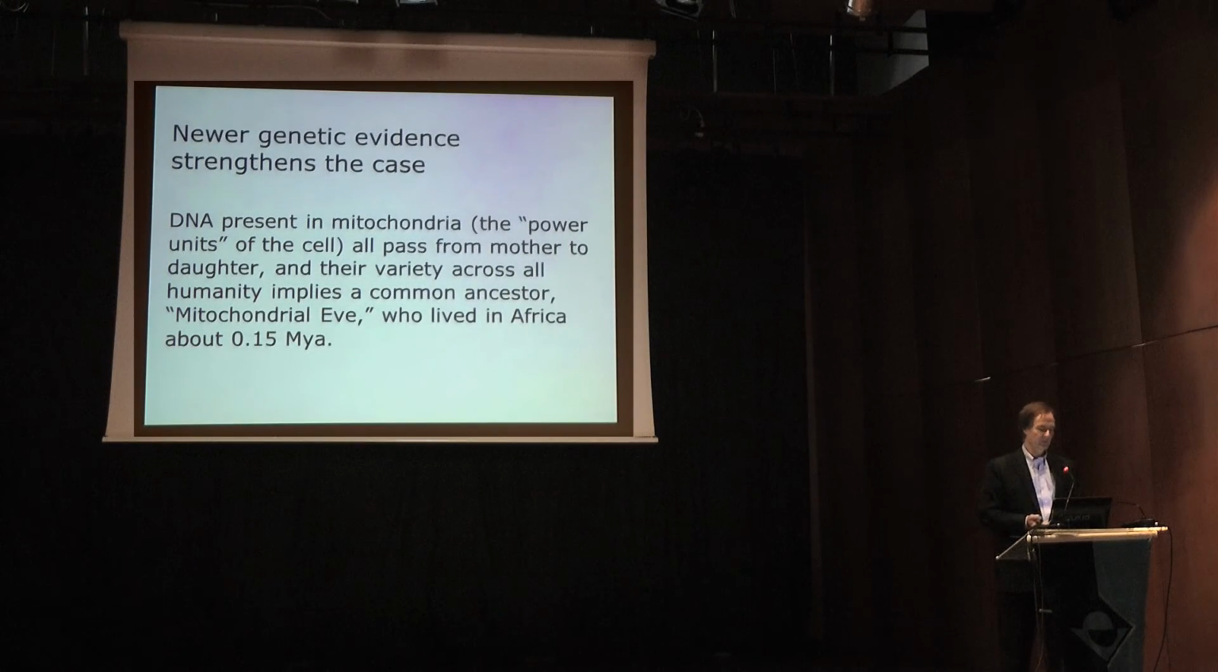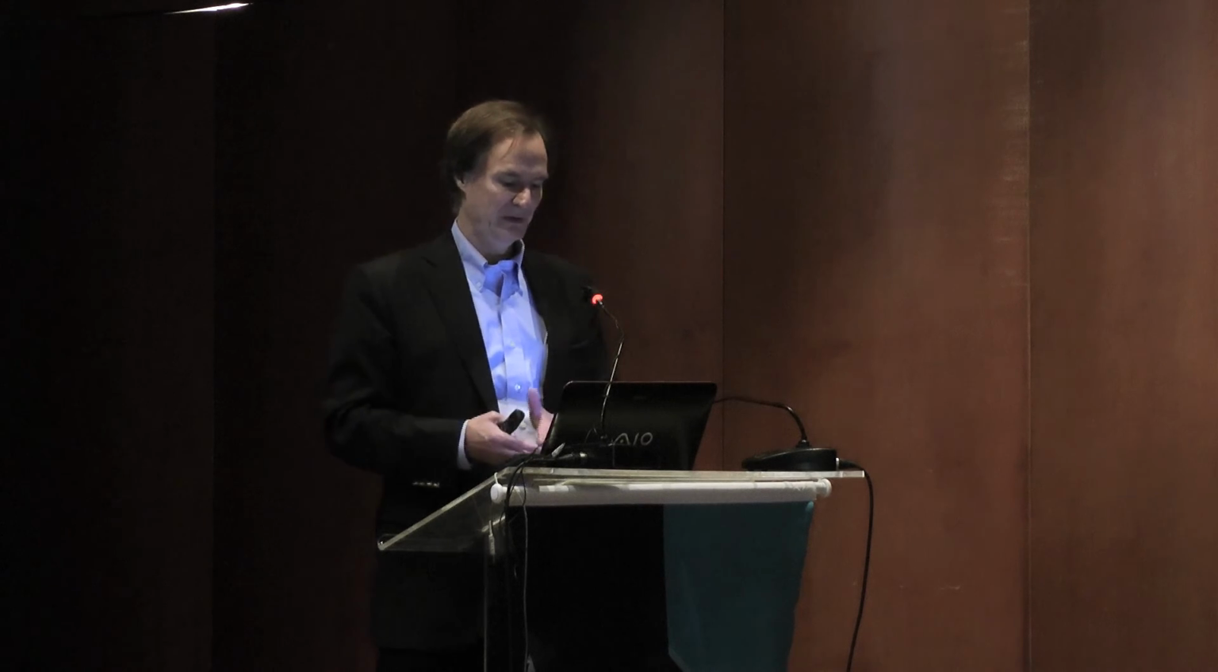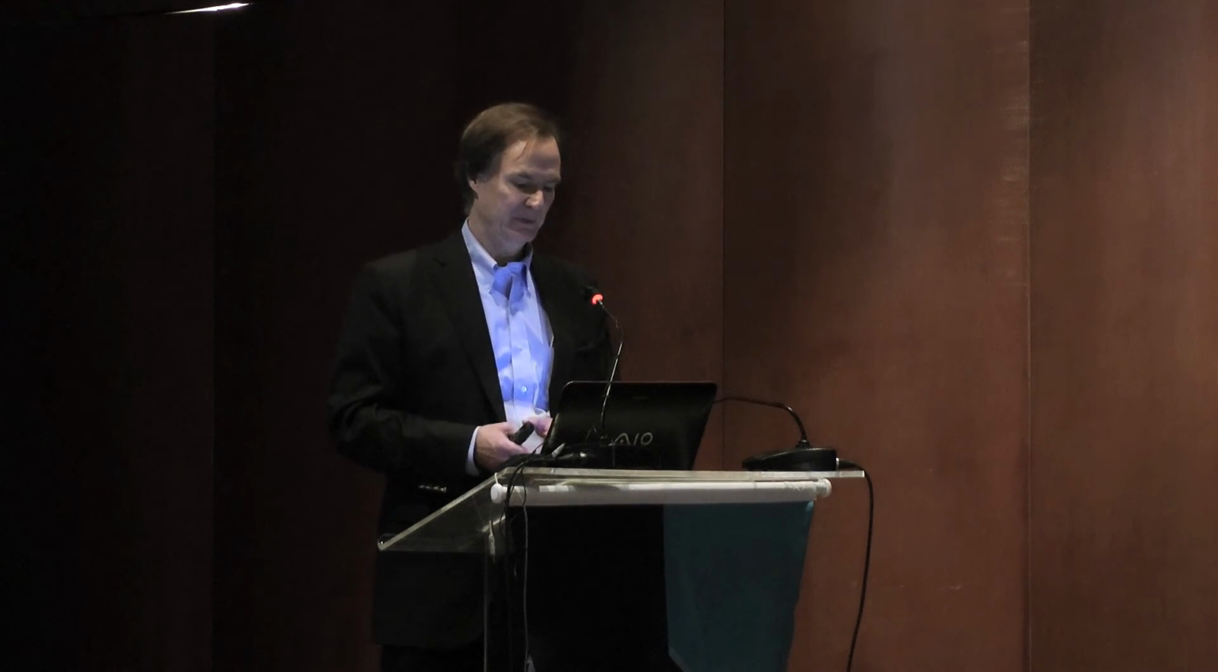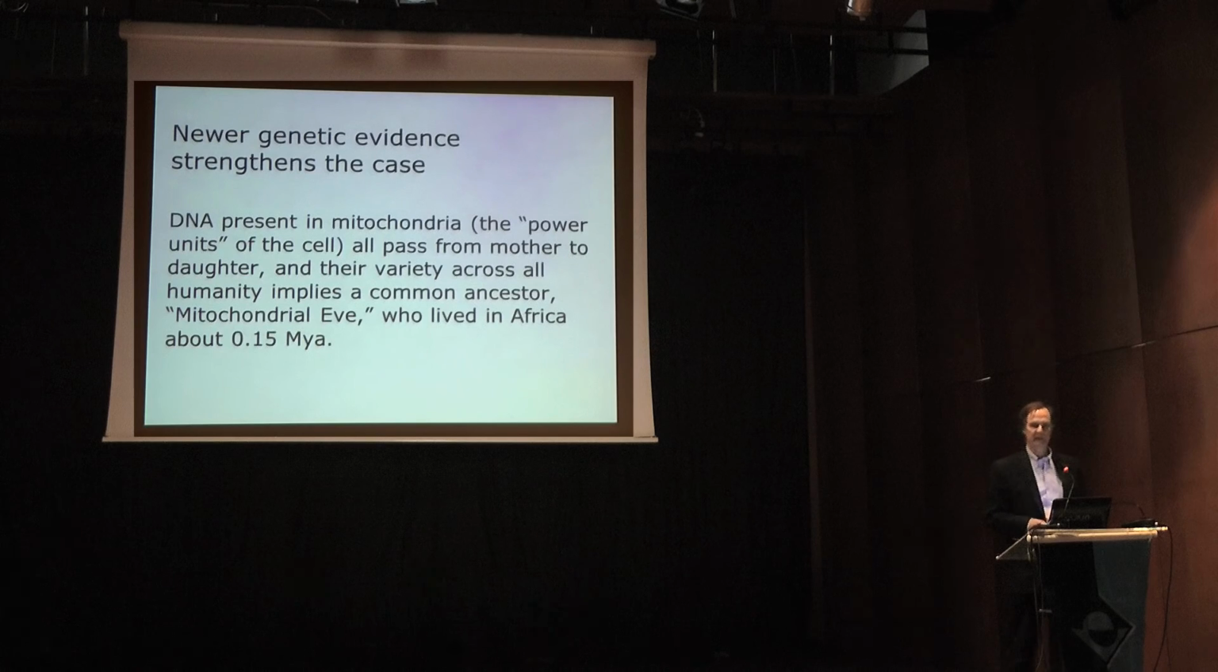A number of years ago, it was discovered that the rate of evolution of random variations of mitochondrial DNA implied that all the humans that have been studied from around the world had a common ancestor who was given the name mitochondrial Eve in the popular media, like the Eve of the Bible. And this common ancestor lived in Africa only about 150,000 years ago.